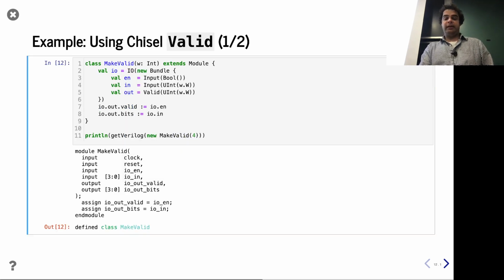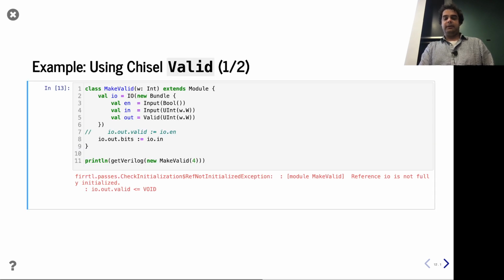So we go ahead and write this up, nothing too crazy, right? Notice how we declared out just as out. Valid is going to return a bundle, right? And that bundle is going to have two fields: dot valid and dot bits. Dot valid we need to connect, and dot bits we set to the input. So for example, let's say I forgot to connect dot valid. It's going to yell at me because I have an I/O that's not being driven, right? I have an output here that nobody's setting a value to.